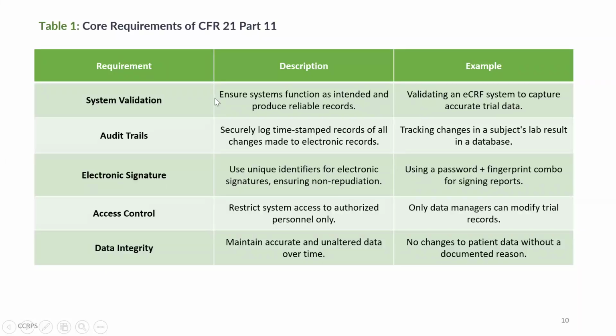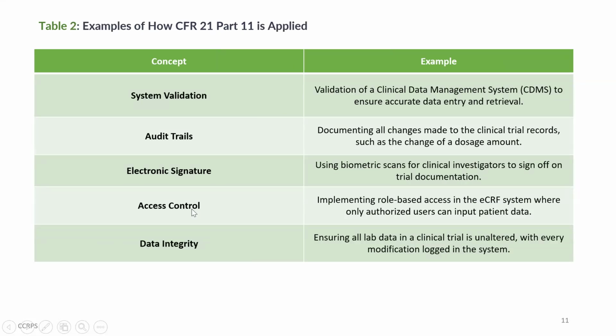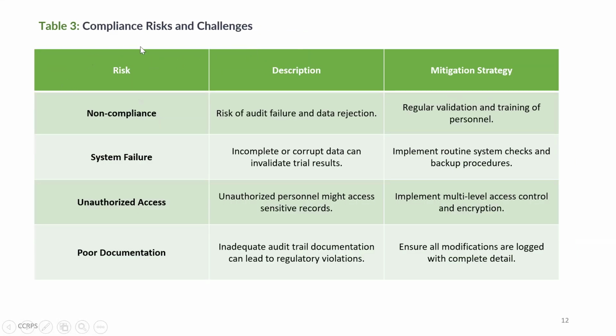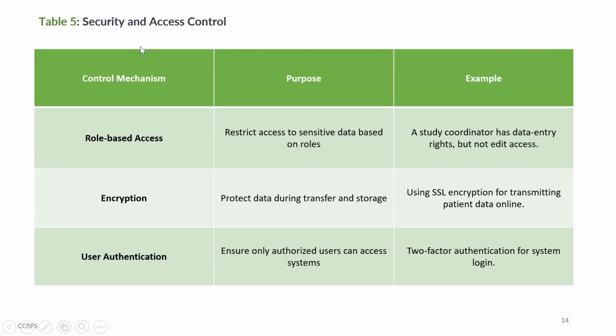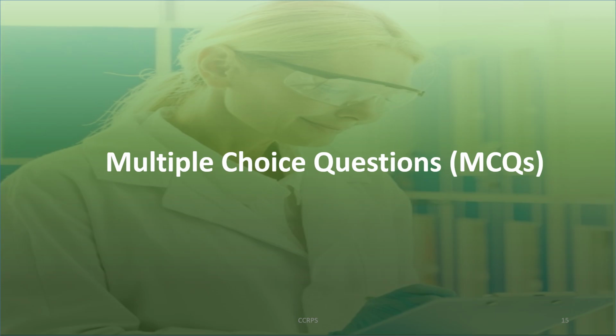Next, we have the summary tables. Here we have a table on core requirements of CFR 21 Part 11: requirement, description, example. Requirements: system validation, audit trails, e-signatures, access control, and data integrity. Here we have a table on examples of how CFR 21 Part 11 is applied, a table on compliance risks and challenges, a table on audit trail management, and a table on security and access control.